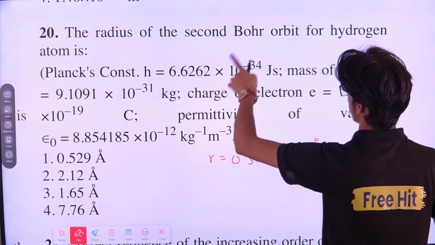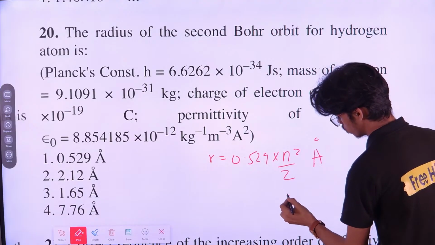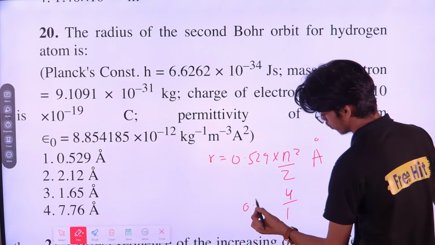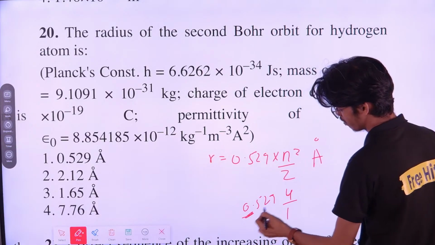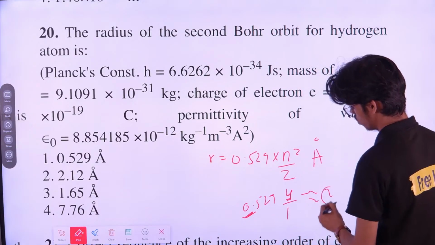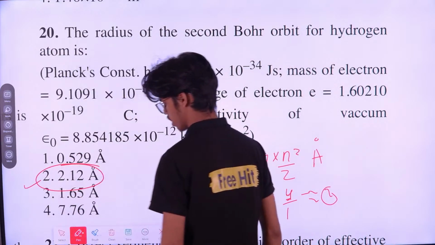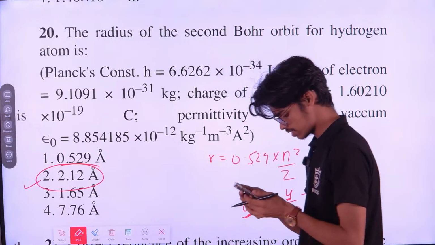Now, the radius of the second orbit. The value of n is 2, 2 square is 4. The value of Z is going to be 1 because it's a hydrogen atom. So 0.529, it's something like 0.5 into 4, which is nearly around 2. So whichever answer is near to 2 is the right answer, option number 2. In exams you don't need to actually calculate the answer.